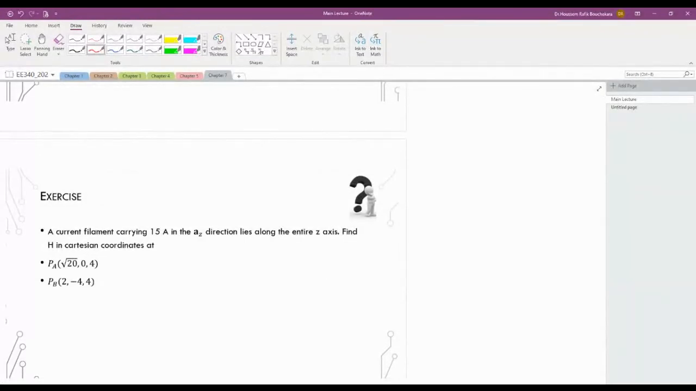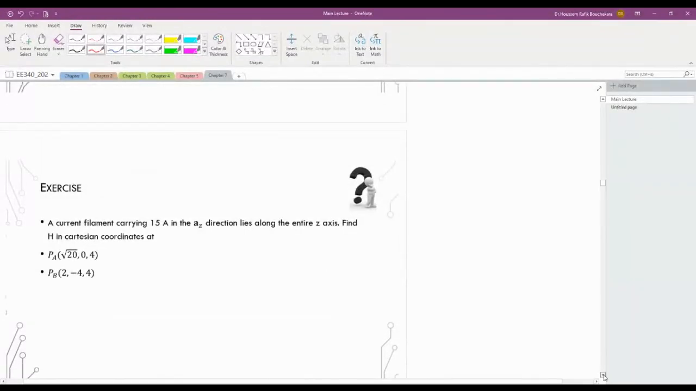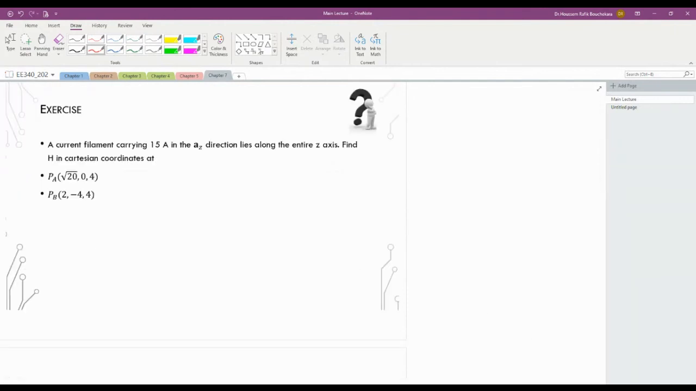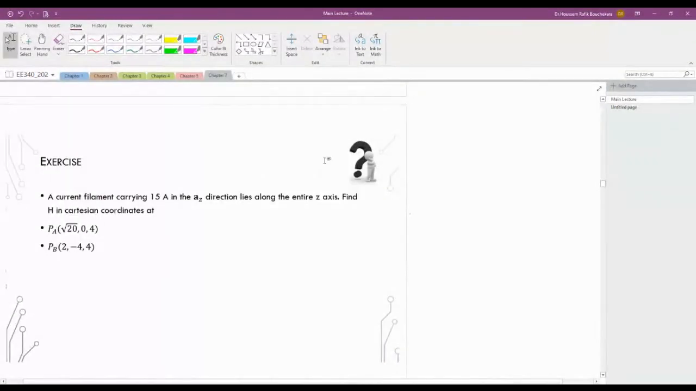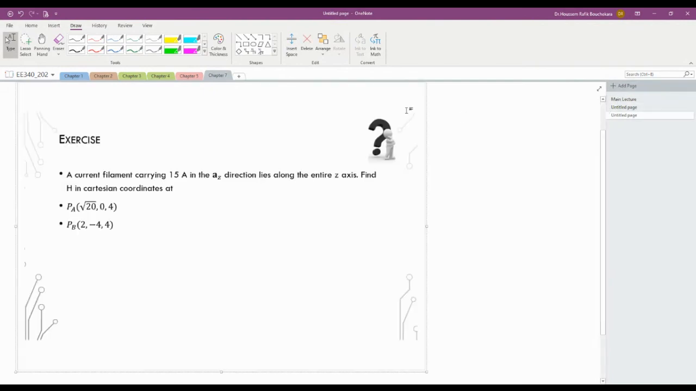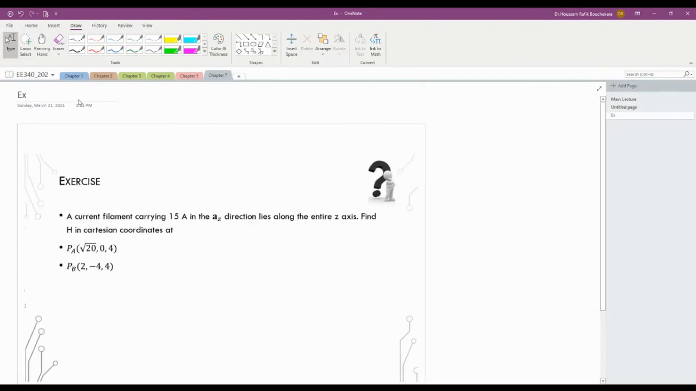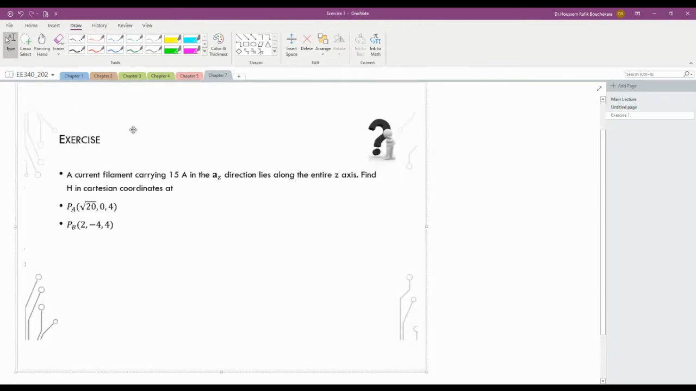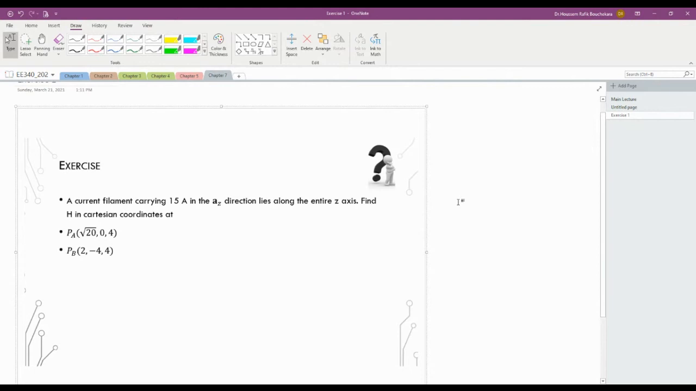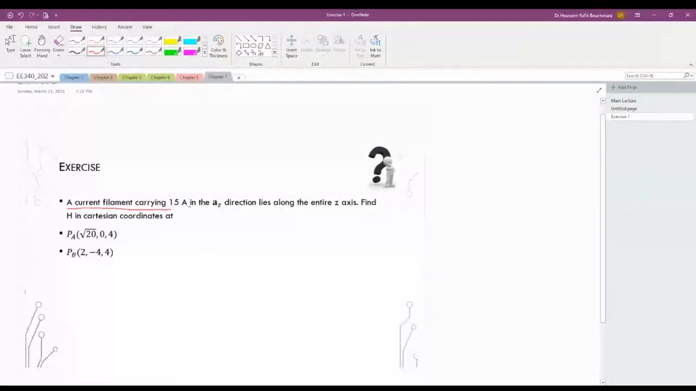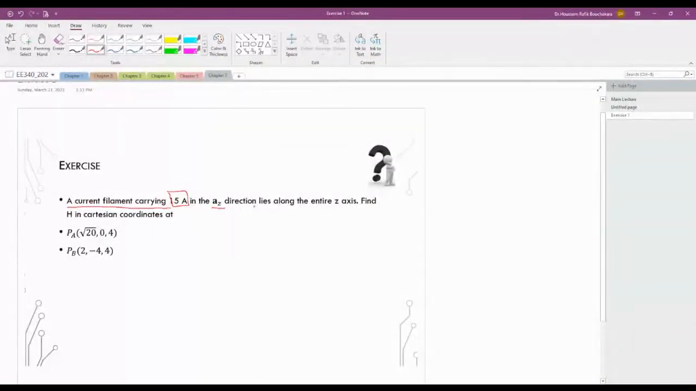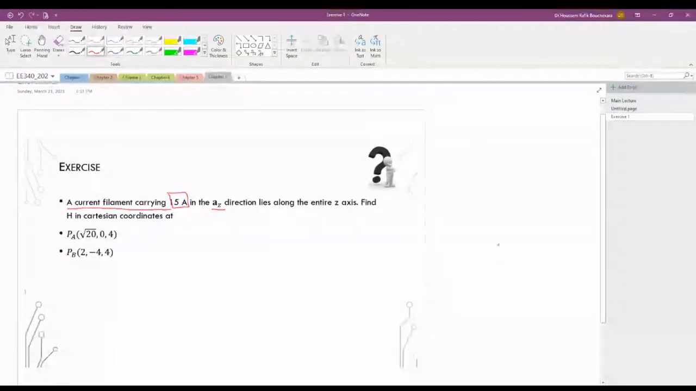Let's start with this example, a basic example. What we have here, pay attention with me. We have a current filament carrying 15 ampere in the IZ direction. Okay, this is what I have here.